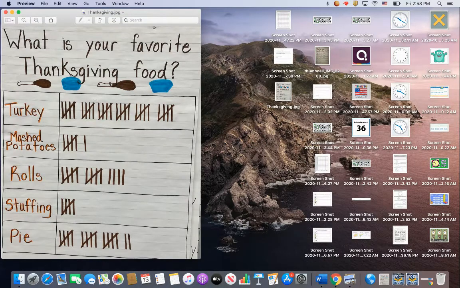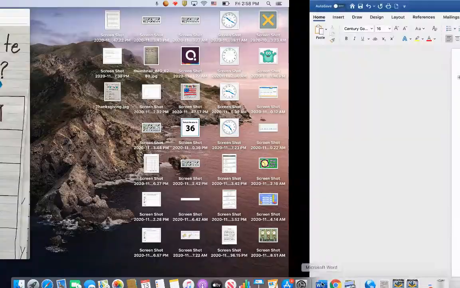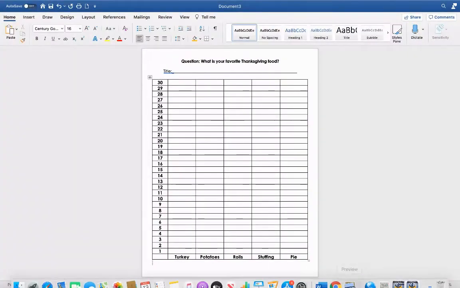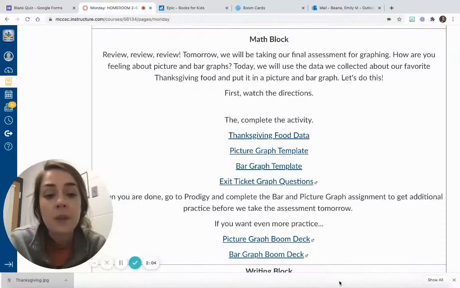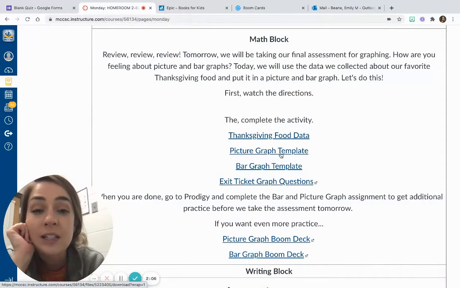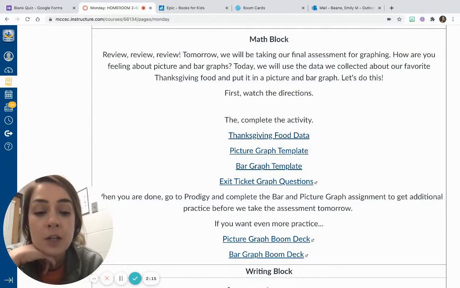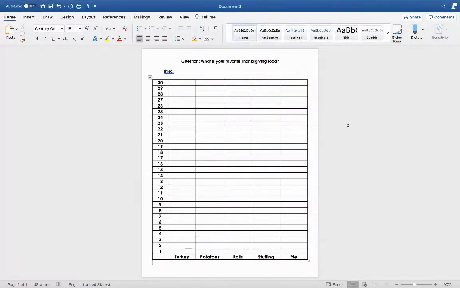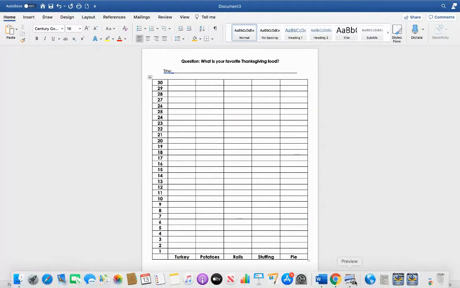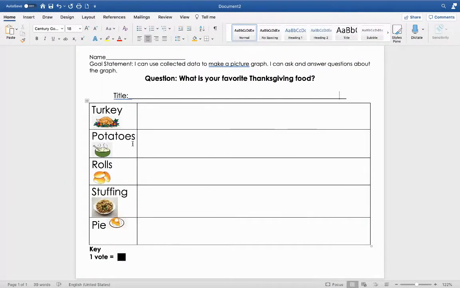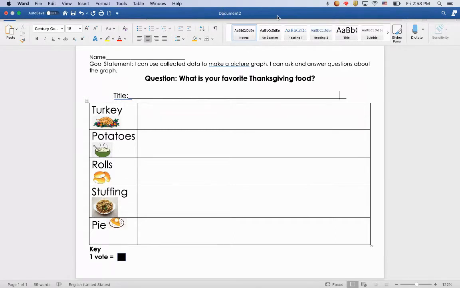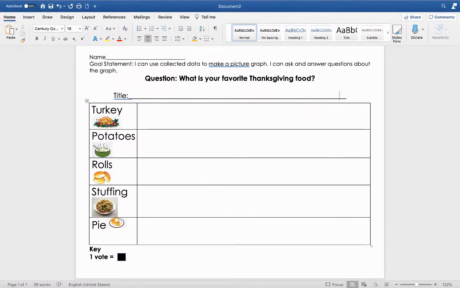You can open that up. You can watch this video. I have included a template for the picture graph and the bar graph. I hope that you print these out before math so that they're ready to go. This is the bar graph. Let me get the picture graph. Here's the picture graph. You're going to use the same data.